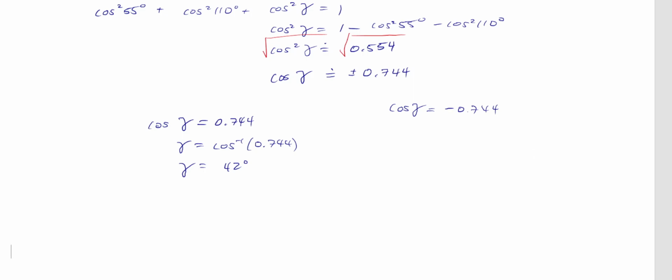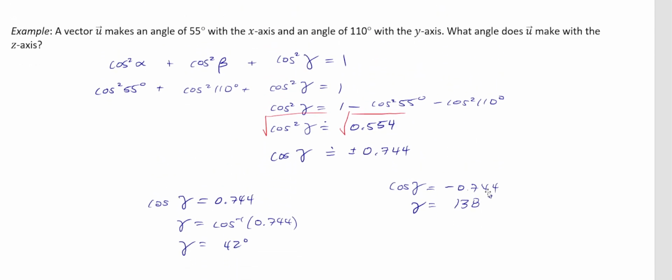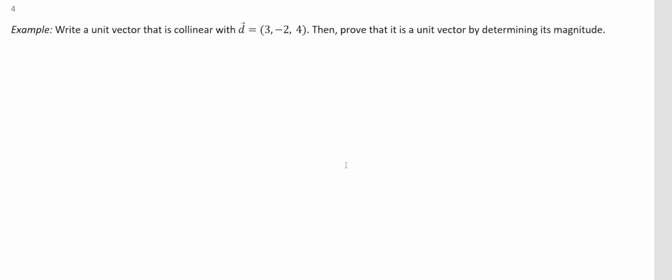For the negative, I can take the exact same process, and my gamma should be 138 degrees. And there we have it. There are 2 possible answers here, 42 degrees for gamma or 138 degrees for gamma. Those are the 2 possible angles it makes with the z-axis.